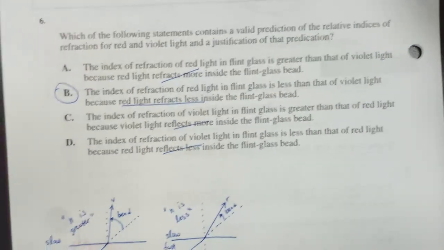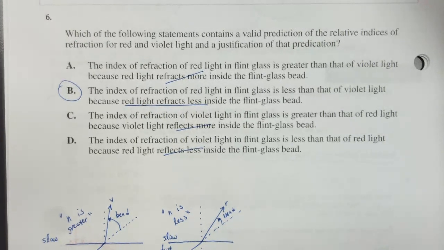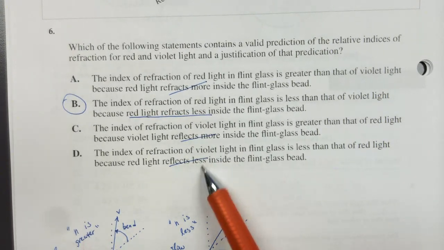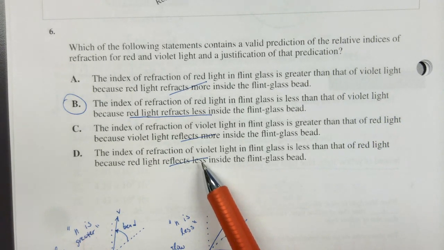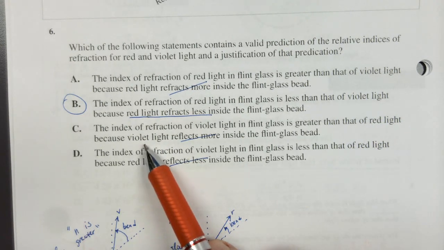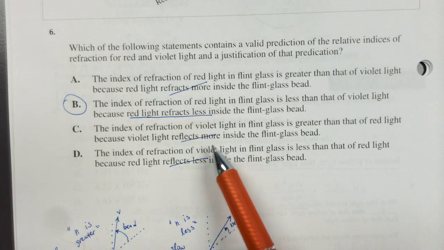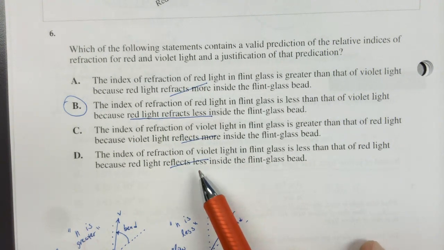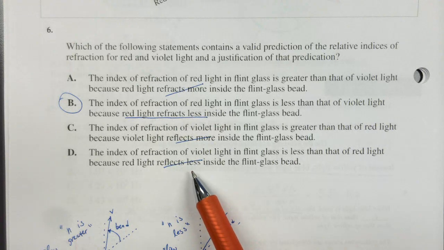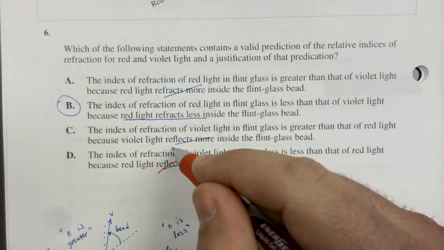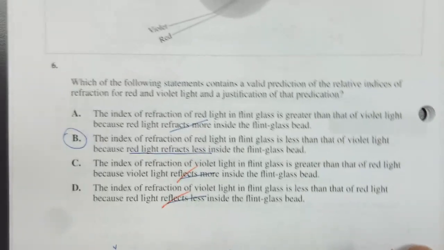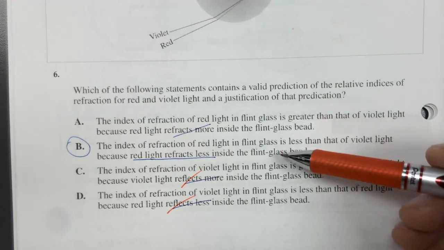Okay, now which of the following statements, I'm going to walk through how I cancel each of these. So just starting here with C and D. Because violet reflects more, because red light reflects less. I know we're not talking about reflection, we're talking about refraction. So the first thing I did was I canceled out the points about reflection. Okay, then that brought me up to here. I have these two options.